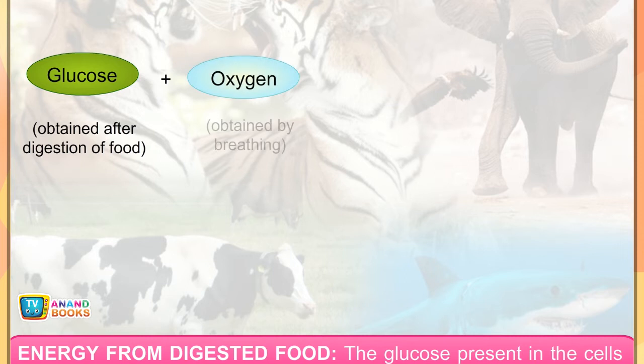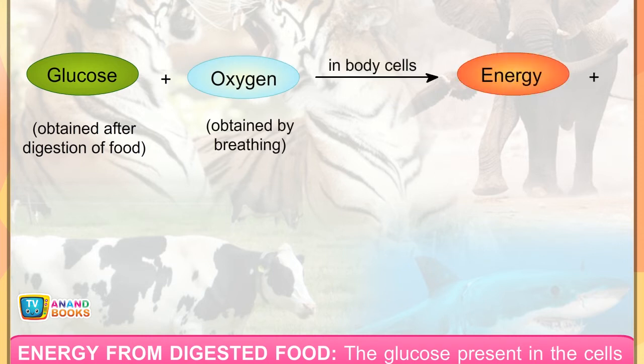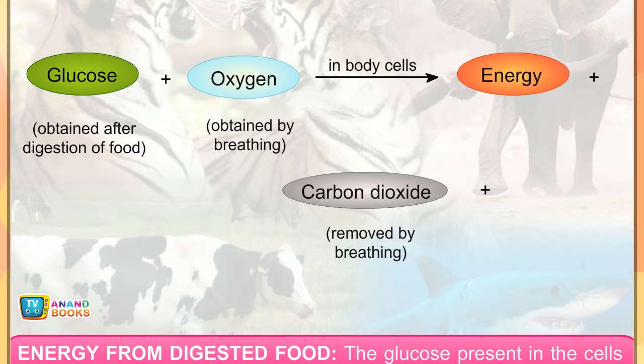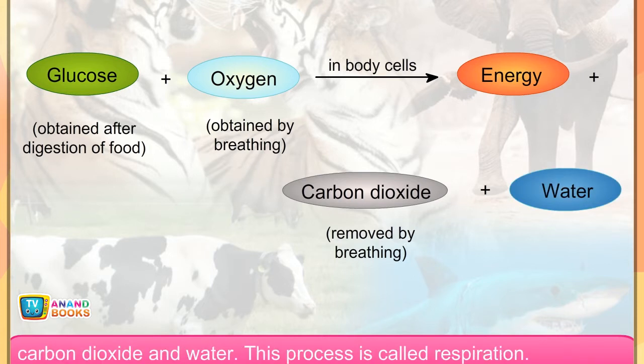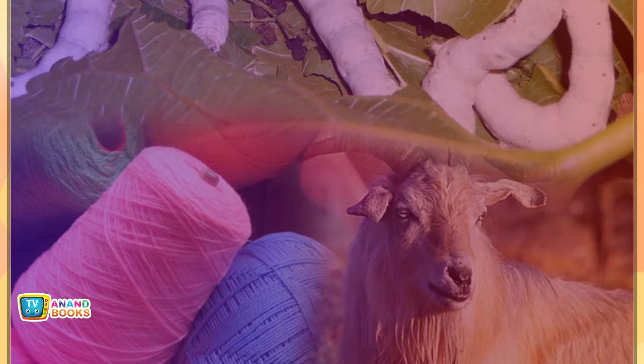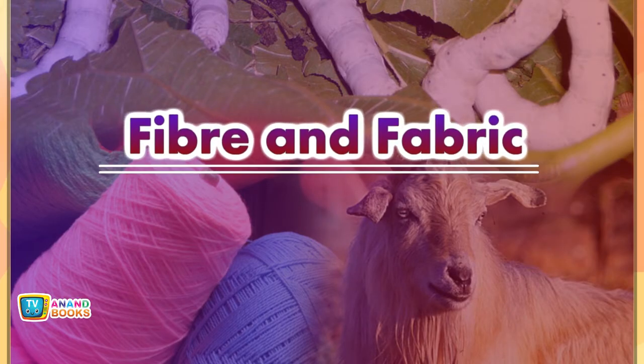Energy from digested food. The glucose present in the cells is broken down in the presence of oxygen, giving energy, carbon dioxide, and water. This process is called respiration. Glucose, obtained after digestion of food, plus oxygen, obtained by breathing, in body cells gives energy plus carbon dioxide plus water, removed by breathing. Chapter 3: Fiber and Fabric.